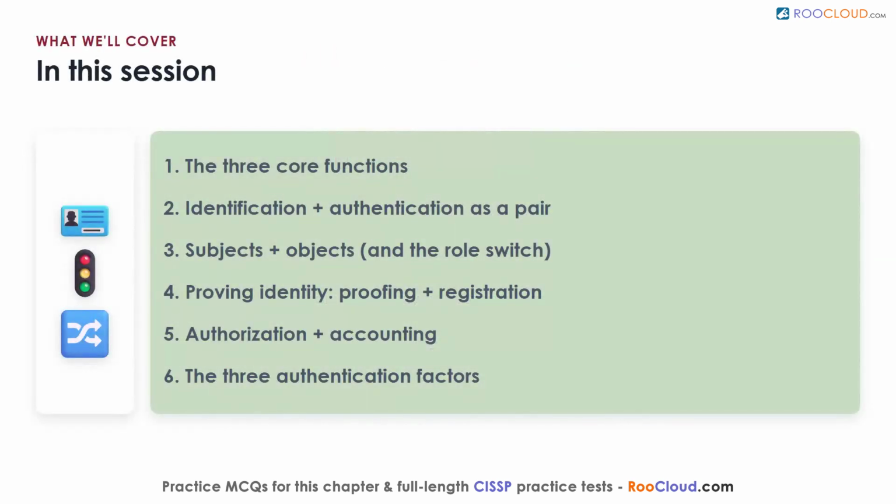In this session, we'll unpack the core model behind access control. We'll answer several questions. What are the three functions at the heart of identity and access management? How do identification and authentication work as a pair? What are subjects and objects, and why do their roles switch? How do you prove someone's identity when you first meet them? What do authorization and accounting add? And what are the three factors you can use to prove identity?